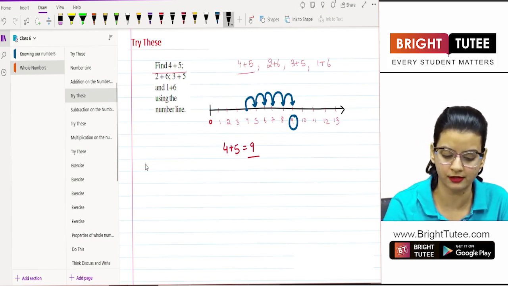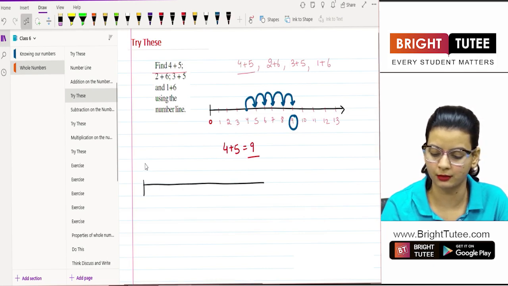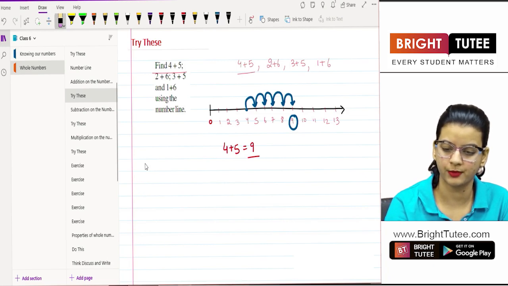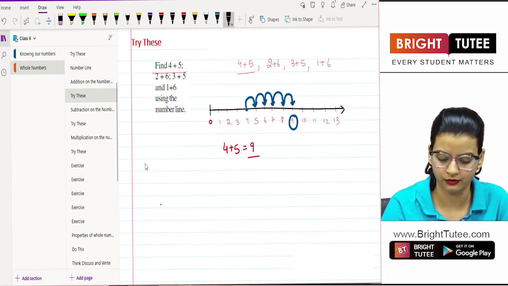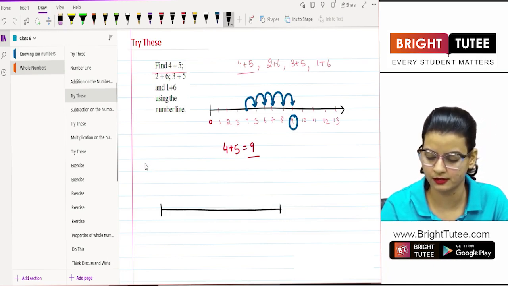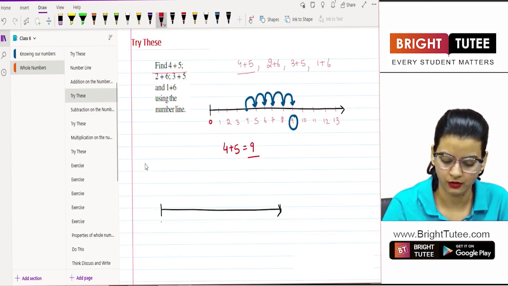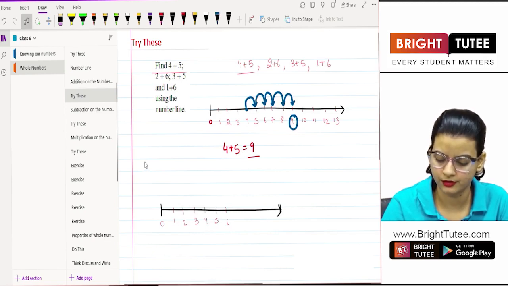We have 2 plus 6. So we will again make the number line. Let's make it over here so that we have a little more space. Now I'll start marking the numbers. So I've got 0, 1, 2, 3, 4, 5, 6, 7, 8, 9, 10 and so on.